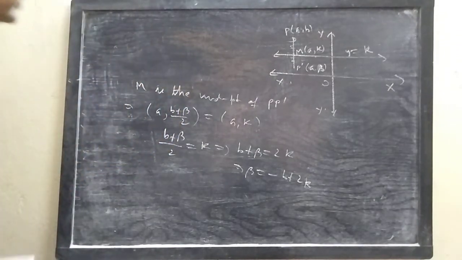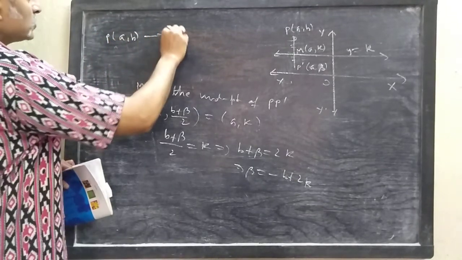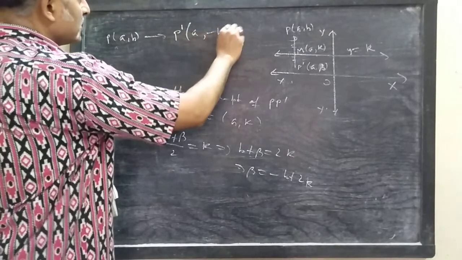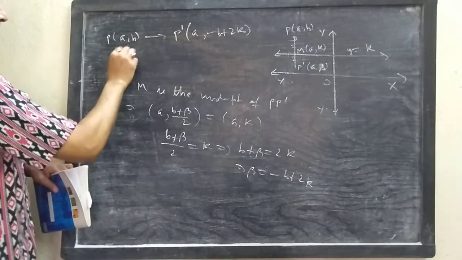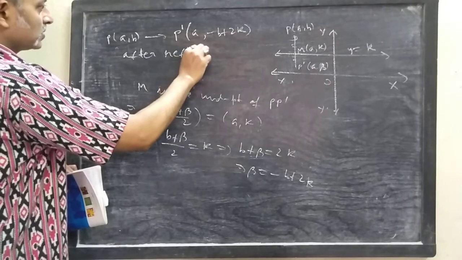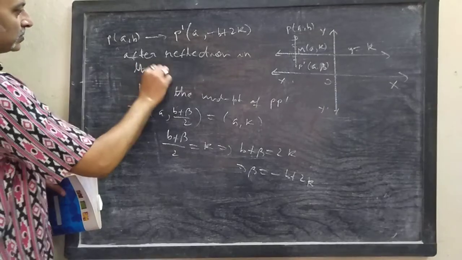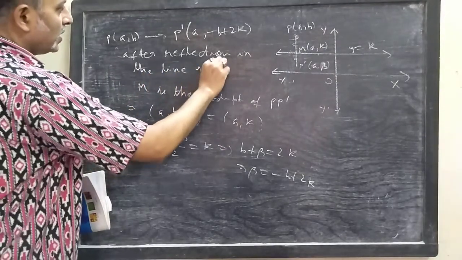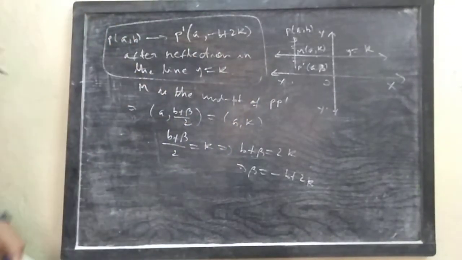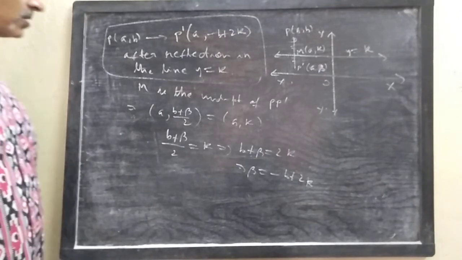So we get the formula. What is the formula? Write in this way. P a comma b goes to point P dash a comma minus b plus 2k after reflection in the line y equals to k. This is the formula for reflection of a point in a line parallel to x-axis.